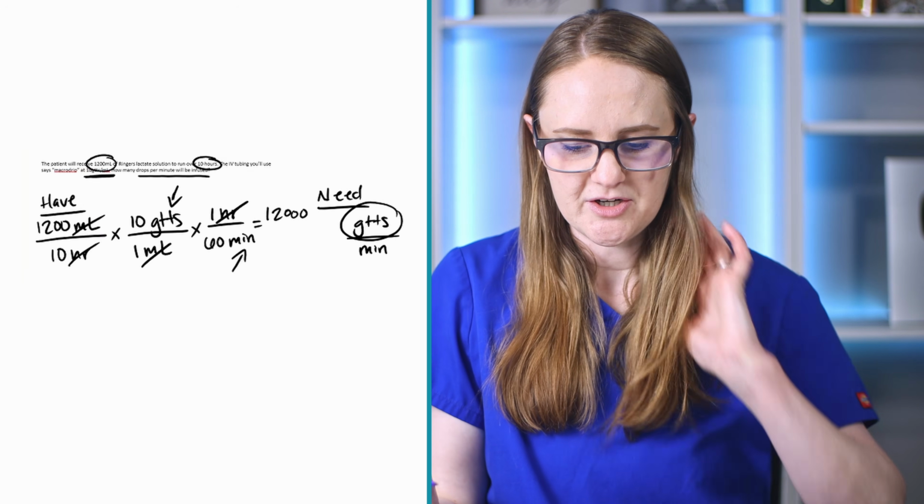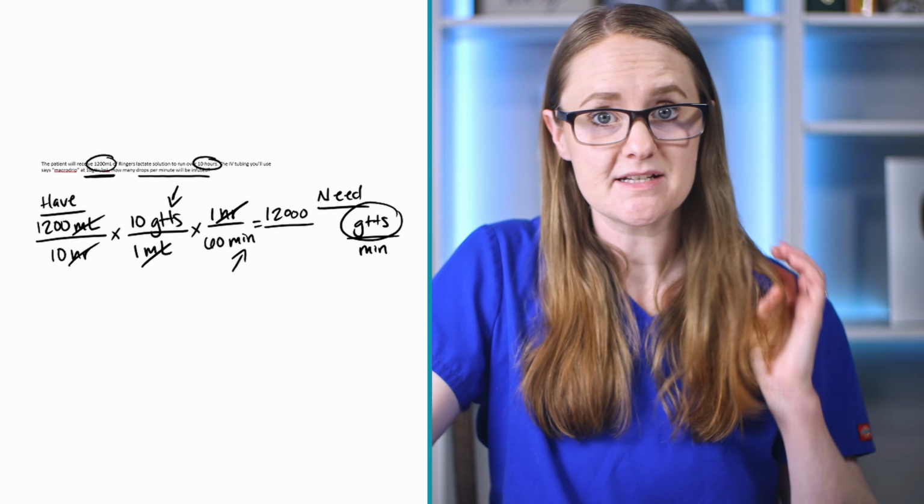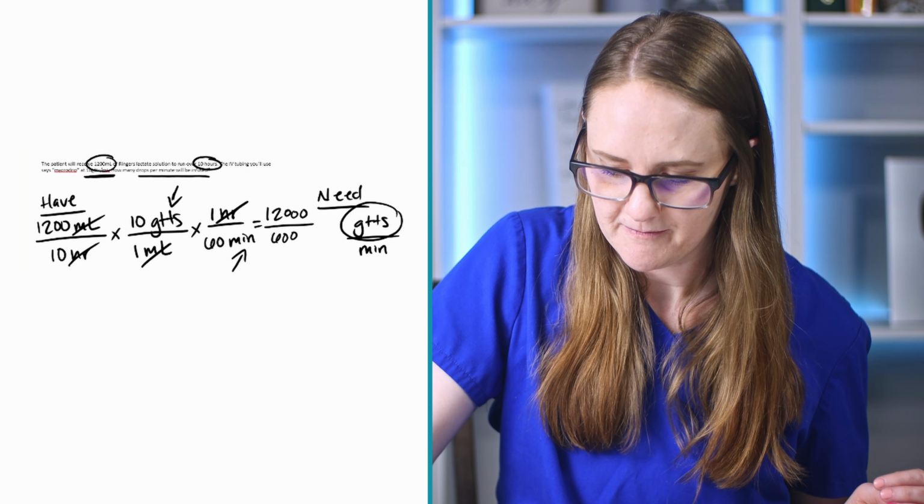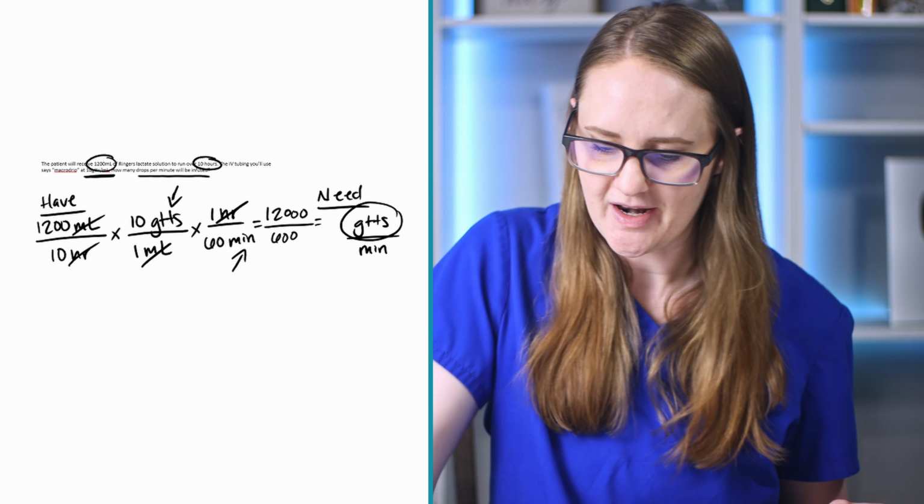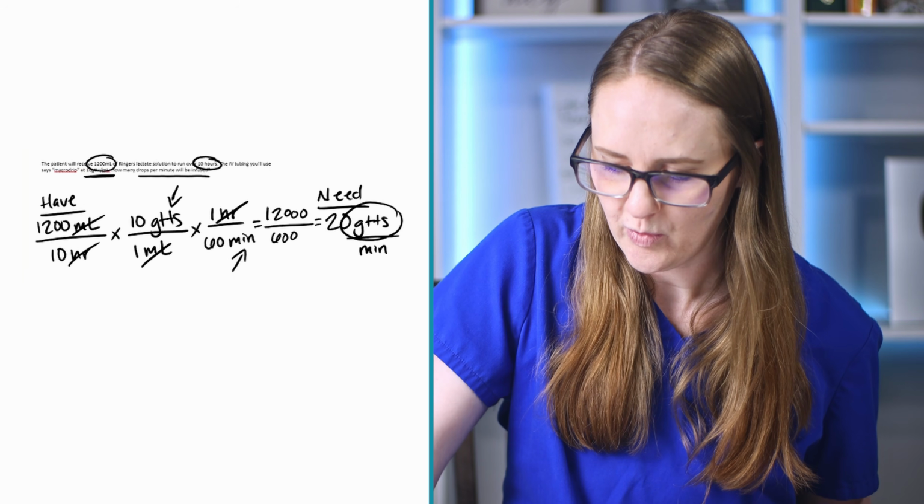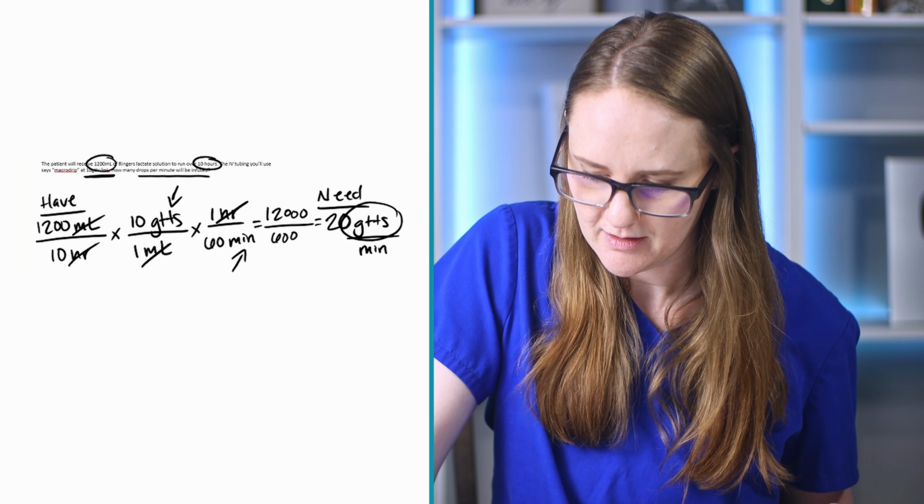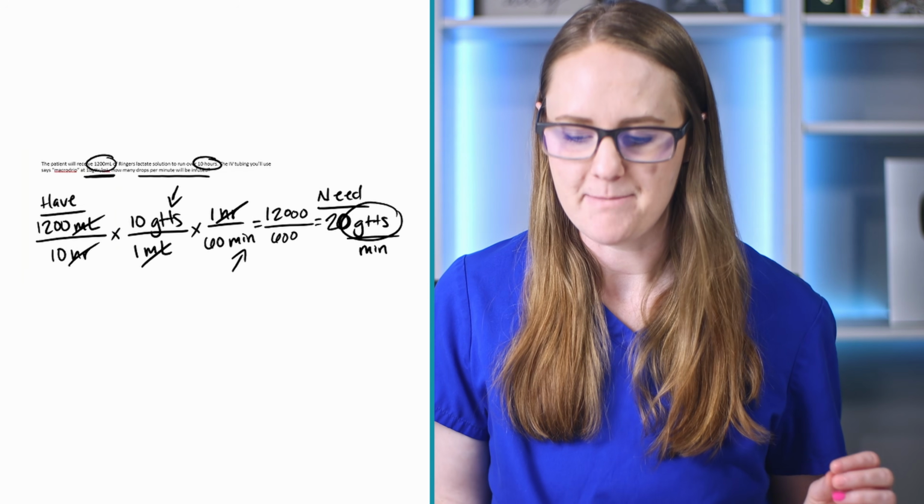12,000. 1,200 times 10 is 12,000. And then 60 times 10 is 600. Okay, so now 12,000 divided by 600, when we divide those two numbers, we get 20 drops per minute. Oh, bummer, I can't see that. There you go, 20 drops per minute.